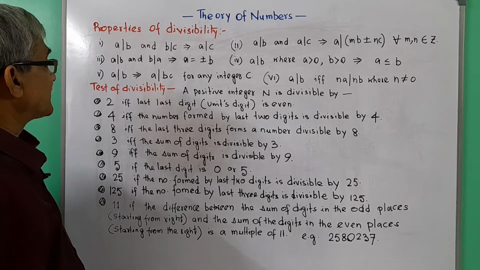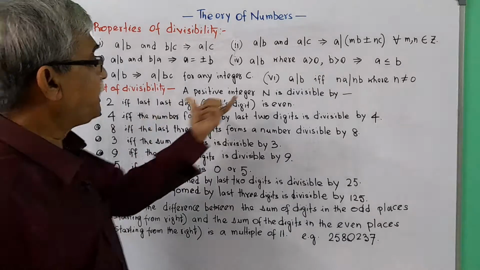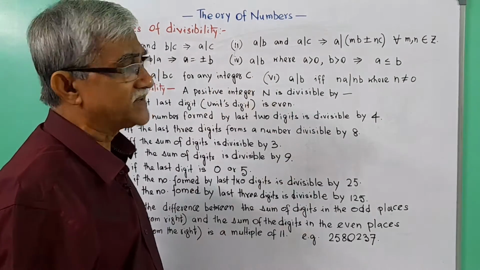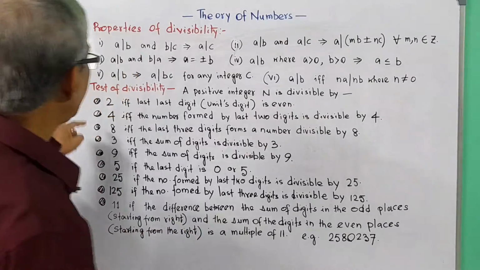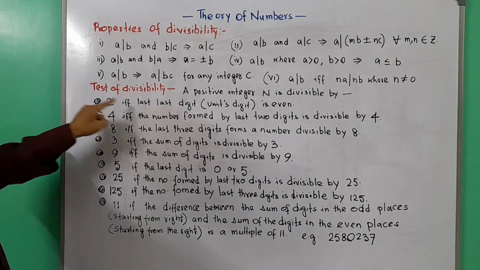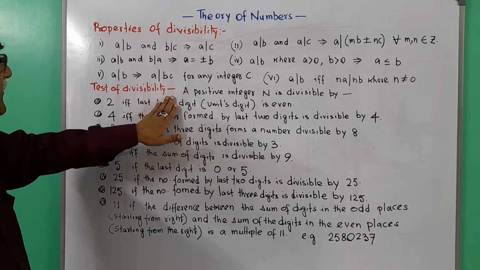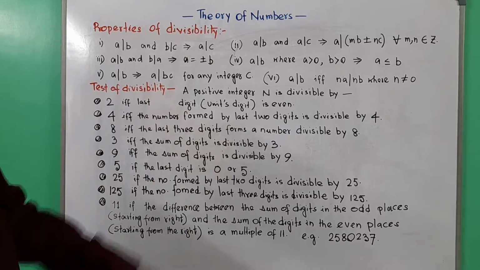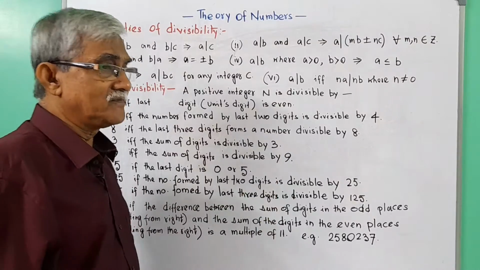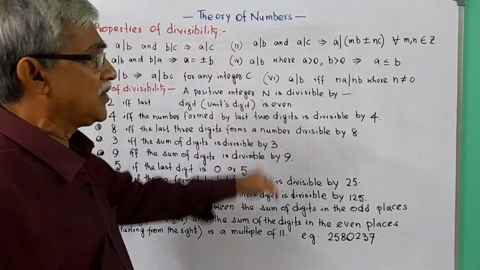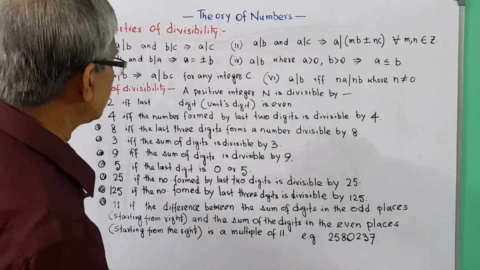Now what are the tests of divisibility? A positive number N is divisible by 2 if and only if the last digit, that is the digit in the units place, is even. Even means 0 is an even number; it can be 0 or any such number that is divisible by 2.